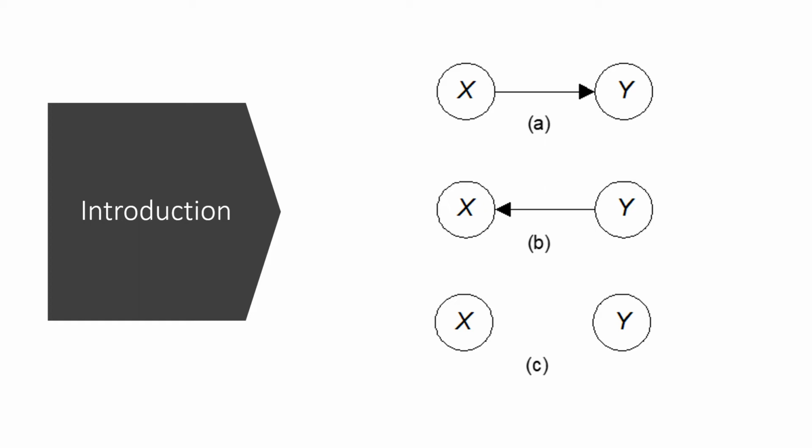A DAG represents the causal relations in a given population with a set of vertices V when there is an edge from A to B if and only if A is a direct cause of B relative to V. I have three diagrams to explain it well. I'm going to start from below. X and Y are independent. Y gives X, which is number B, and X gives Y.